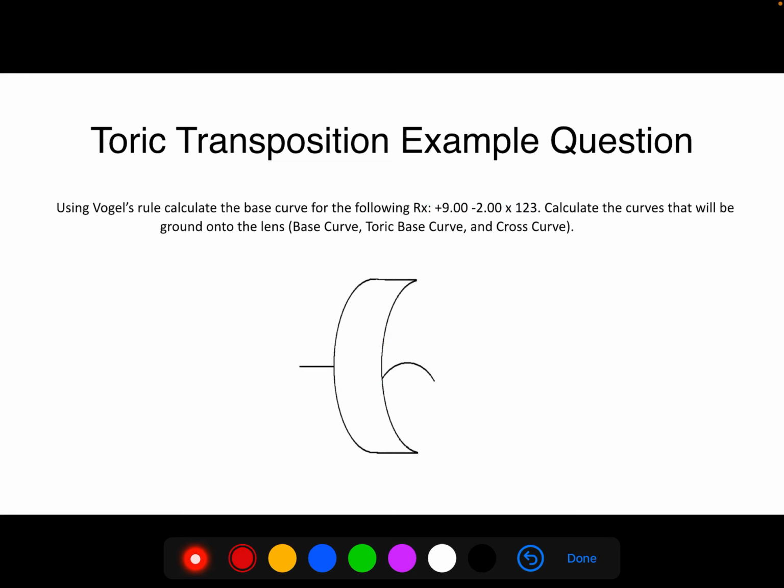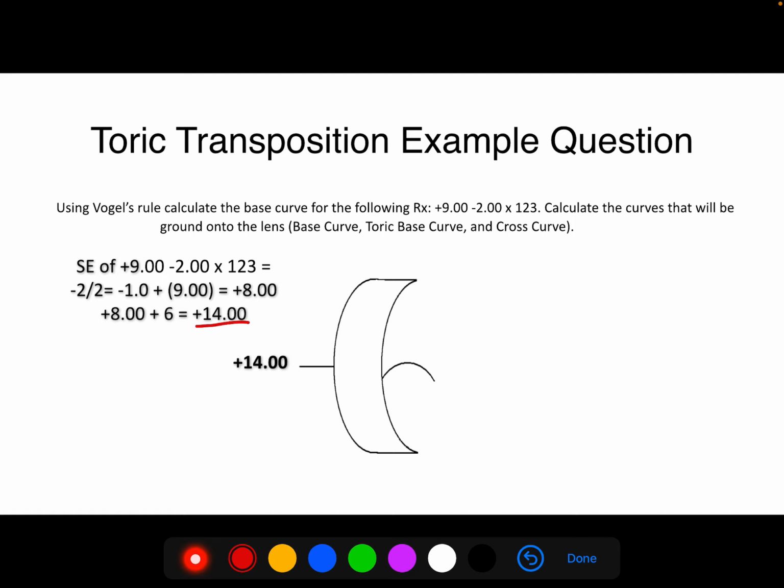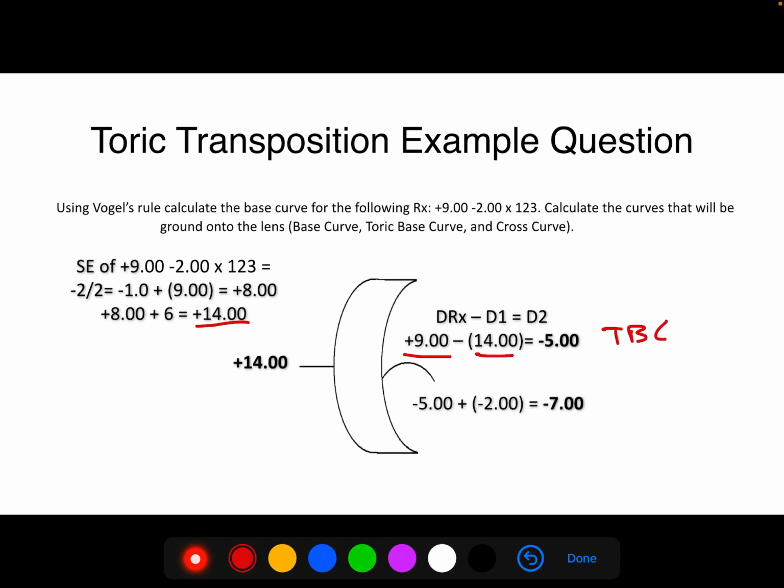So here's another example, another one using Vogel's rule. We'll do the spherical equivalent of this prescription plus 6 to get us our base curve of plus 14. We're going to plug in our sphere power from the question and plug in our base curve, and that's going to give us a toric base curve of minus 5. Then we simply add that minus 5 and the cylinder from the prescription, and we get a minus 7.